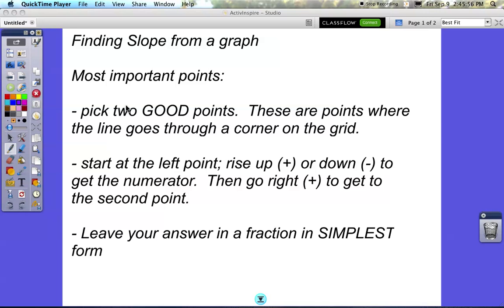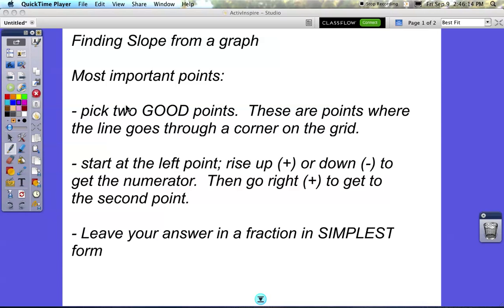Then lastly, I want you to leave your answer in the form of a fraction in simplest form. Do not try to put this into a mixed number, and do not try to change this to a decimal, because when you go back to graph these, you're going to want to see the rise over run.